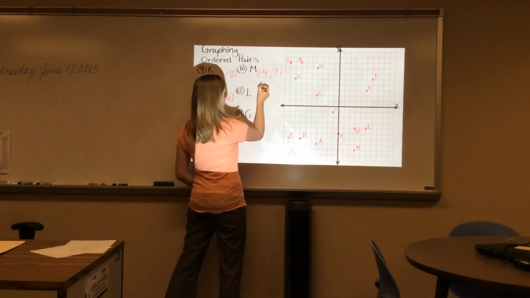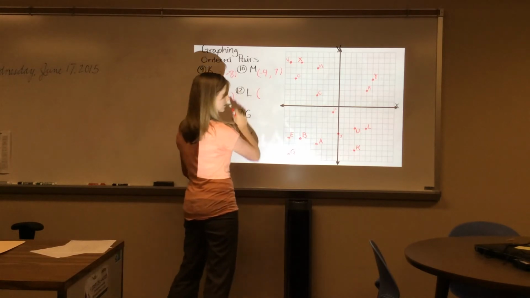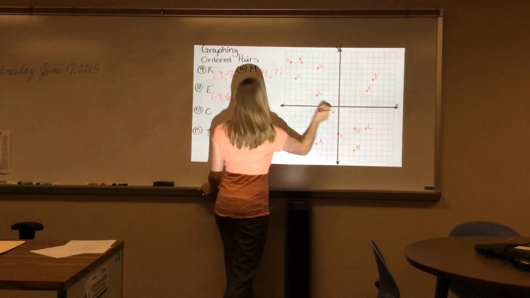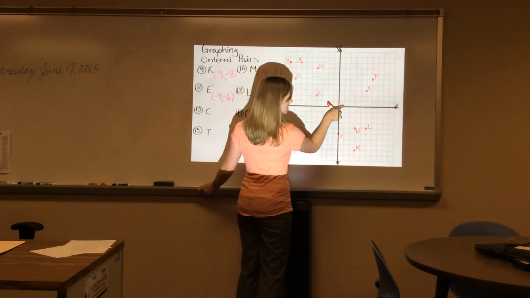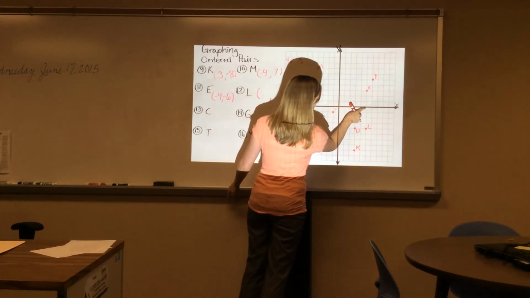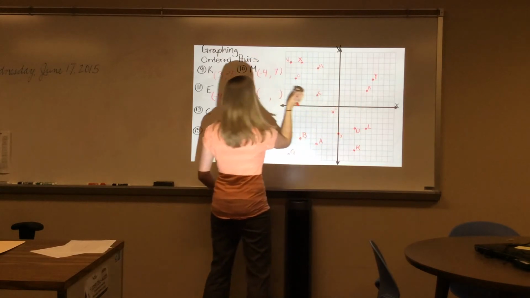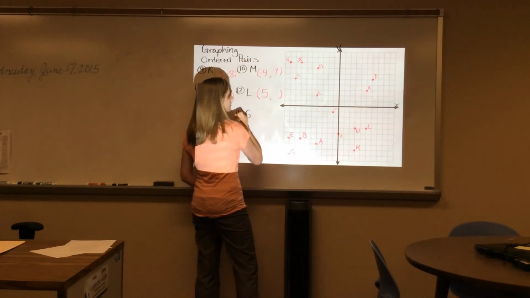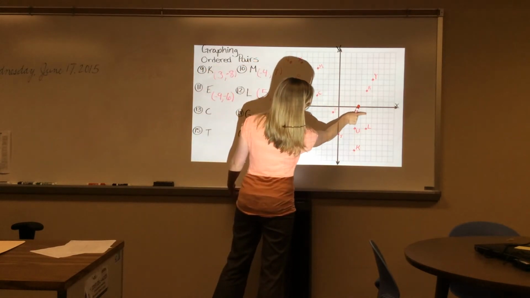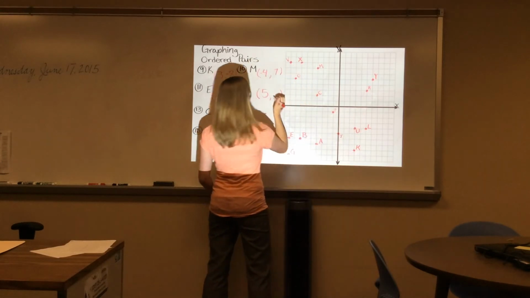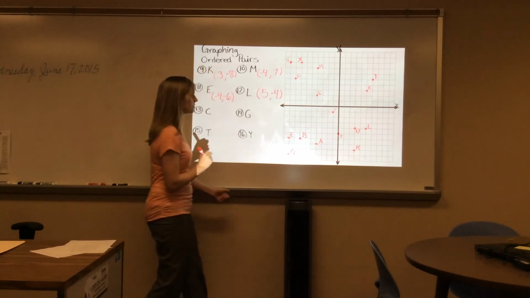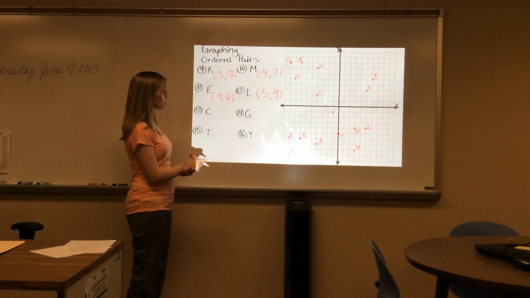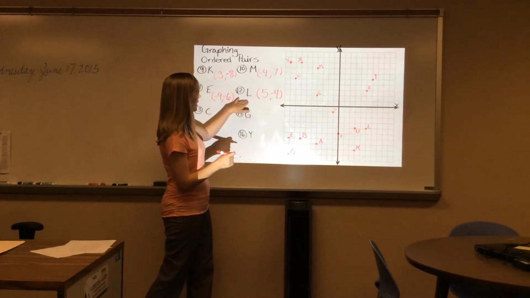And then number 12, point L is located right here. So to get to point L, the first thing I need to do is go to the right. 1, 2, 3, 4, 5 places to the right. So that would be a positive 5. And then I have to count down. 1, 2, 3, 4 places. So that would be 4 places down, which is a negative 4. So 5, negative 4 is our coordinates for point L.